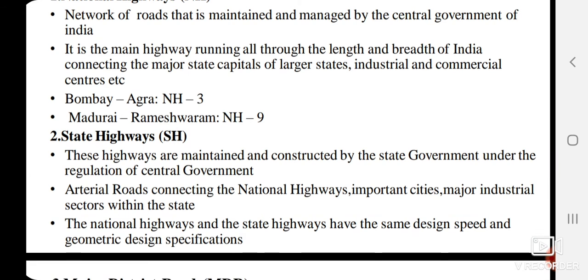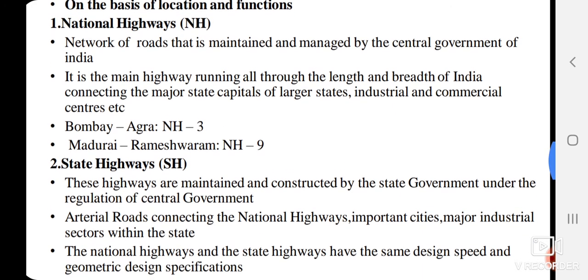State highways are the roads within the state. These highways are maintained and constructed by the state government under the regulations of the central government. So the central government has rules and regulations, and the state government will follow. They connect national highways or important cities within the state, or major industrial sectors within the state.